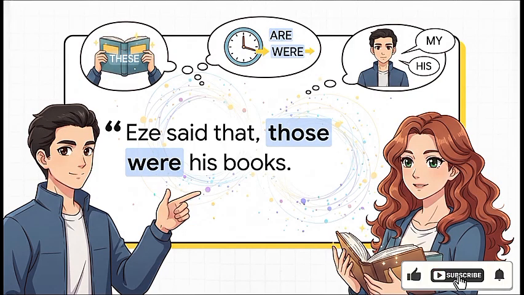Let's apply a few rules at once in this compound example. Direct speech. As A said, these are my books. All right, we have 3 things to change here. First up, the demonstrative word these becomes those. Second, the present tense verb are steps back to were. And finally, the pronoun my shifts to his. So beautifully and correctly, our indirect speech becomes, Eze said that those were his books.